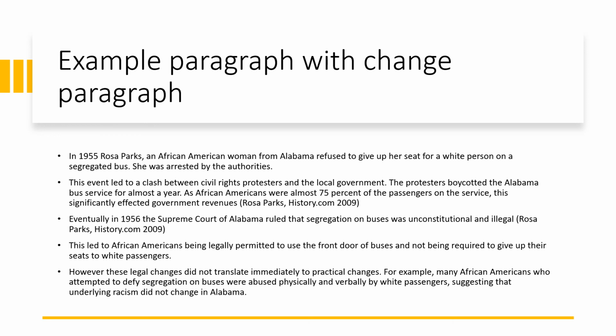Okay, you can also include continuity within the paragraph about change, and what I have here is the same paragraph I wrote about Rosa Parks. However, I've just added a bit down the bottom. However, these legal changes did not translate immediately to practical changes. For example, many African Americans who attempted to defy segregation on buses were abused physically and verbally by white passengers, suggesting that underlying racism did not change in Alabama. So I've added the continuity to the change paragraph, but I think it might be easier just to do the continuity as separate paragraphs because it makes it clearer that you're meeting the criteria of the assessment.